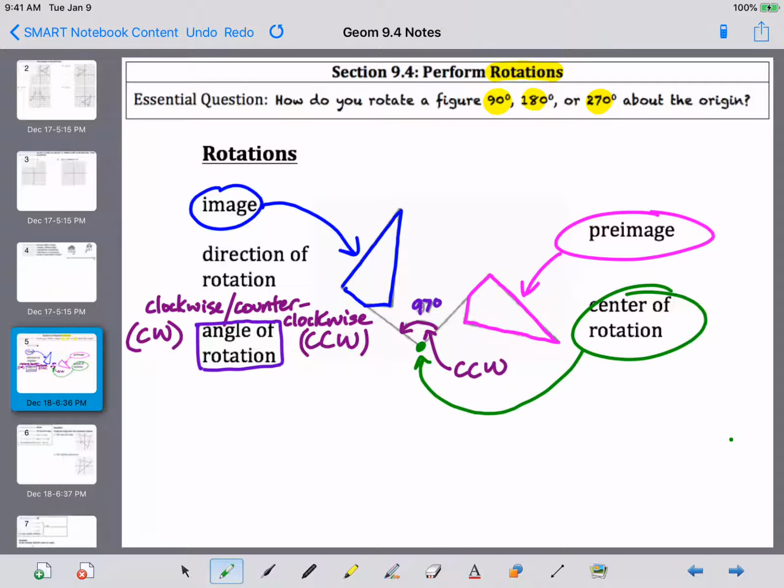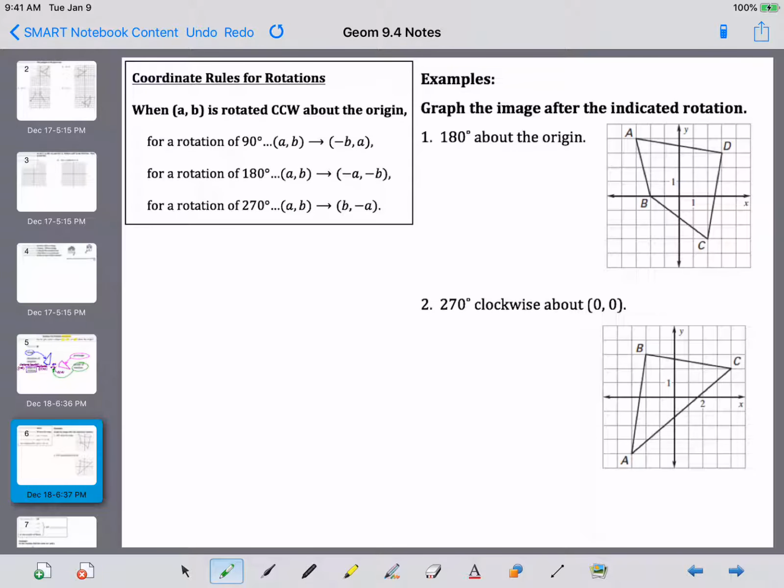All right, so just some key terms here. When we're talking about rotations, you are going to hear me use these words. All right, let's look at some rules. So up here, we've got coordinate rules for rotations. The first one is if you have a 90-degree rotation, the rule is that you take your A and your B, or your X and your Y, you flip them, and you make B opposite.